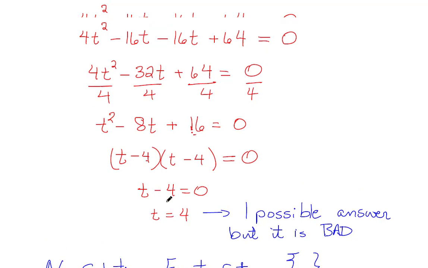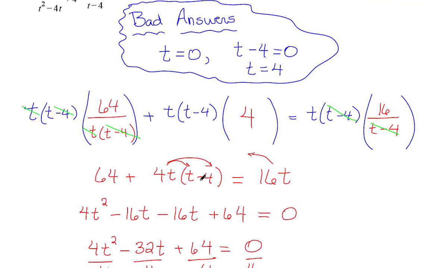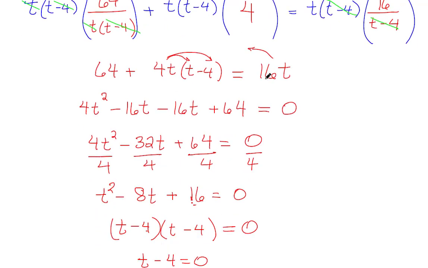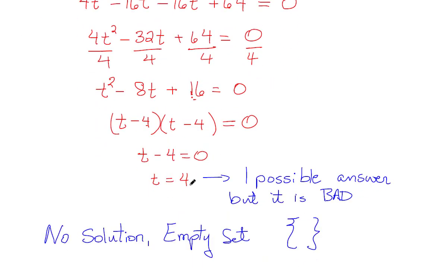But I remember something about 4. 4 was a bad answer. So we had one possible answer, but it's bad, so I throw it out. That means I've got no answers. So we get no solution. You also can think of it as the empty set, which has two set brackets with nothing on the inside.